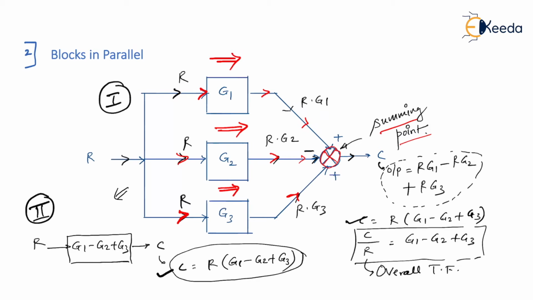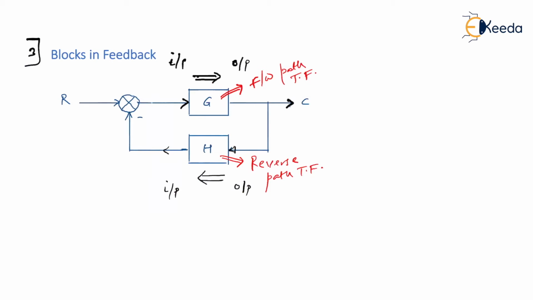But now look at this connection. When you look at G1, it is going from left to right. But when you look at H, it is going from right to left. So both of them are going in opposite directions. Then this is called a feedback. For a feedback connection, it could be a positive feedback, it can be a negative feedback, depending. Then the overall transfer function, that is C upon R, is G upon 1 minus plus GH.